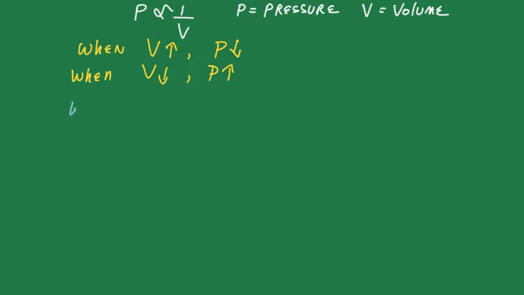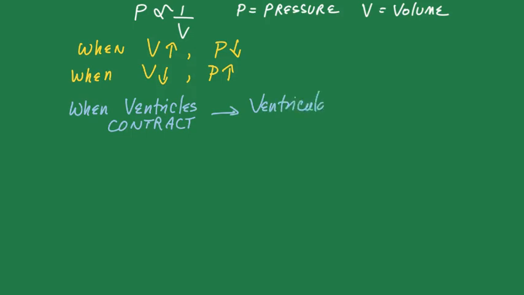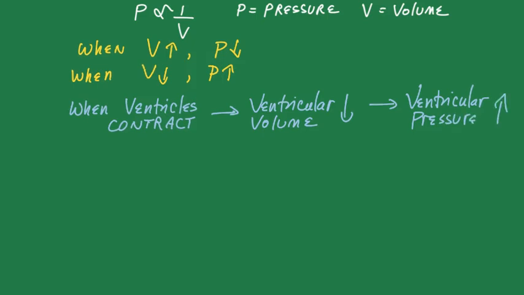Now let's apply this to what happens in the heart. When the ventricles contract, the space inside the ventricles decreases. So imagine that you're in a place where there is less space. If there is less space, you feel more pressure. I like to think about it this way. It helps me to understand this relationship. Less space, more pressure. More space, less pressure. So when ventricles contract, ventricular volume goes down and ventricular pressure goes up.